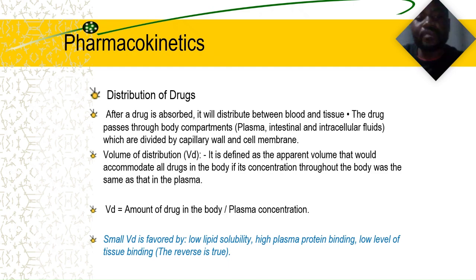That's the relationship. A small volume of distribution is favored when the drug has low lipophilic ability to cross the capillary walls. Also, it may be highly bound to plasma proteins, so the drug as a huge complex will not be able to easily cross by diffusion. Also, when the affinity of this drug for tissue constituents or proteins is not high, it will remain in the vascular space without being attracted or lost to tissues.